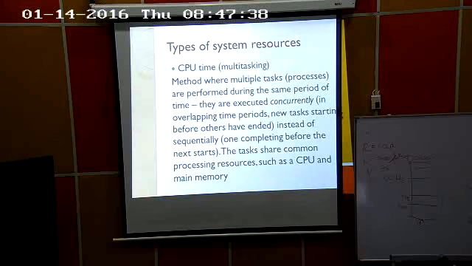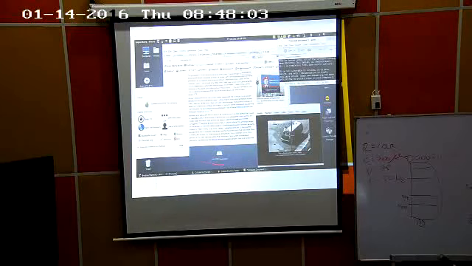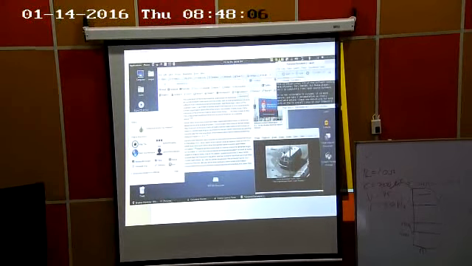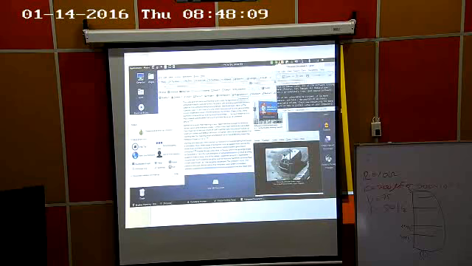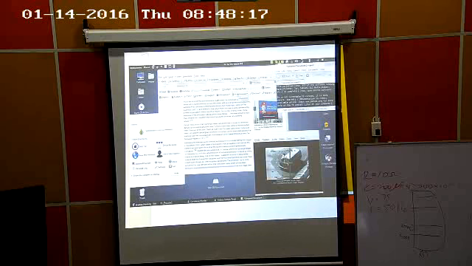It does not matter who comes first. For example, in a bank, A comes first, B goes after A. It's not like that. It will overlap. The tasks share common processing resources such as the CPU and main memory. This is one type of multitasking: on the network, viewing video and browsing happen concurrently, overlapping.